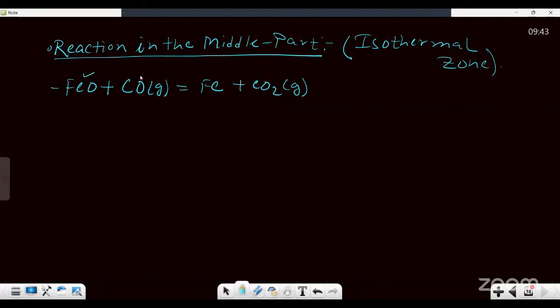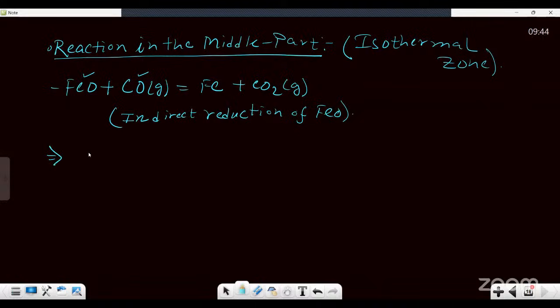This iron oxide FeO we actually call wustite. So FeO coming in contact with the CO gas is getting reduced to iron plus CO2. This is the reduction reaction taking place in the middle part of the blast furnace. This reaction we call indirect reduction of Fe. This is sometimes called indirect reduction of Fe, right?